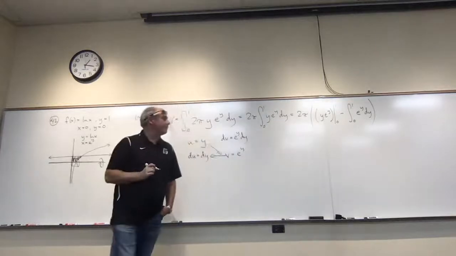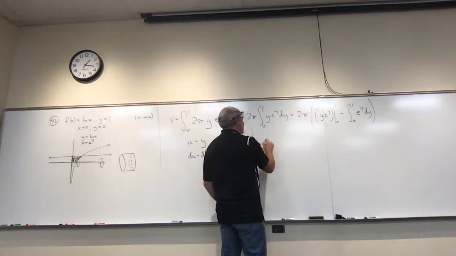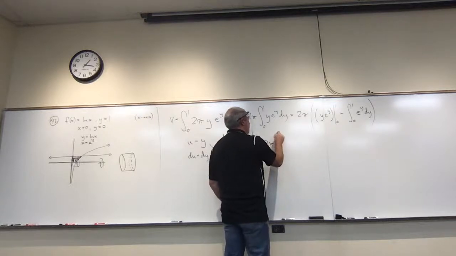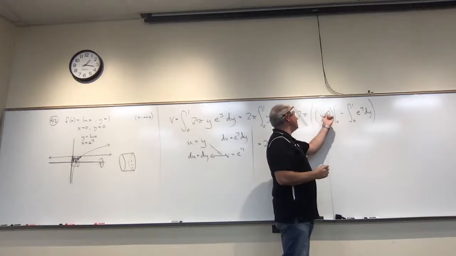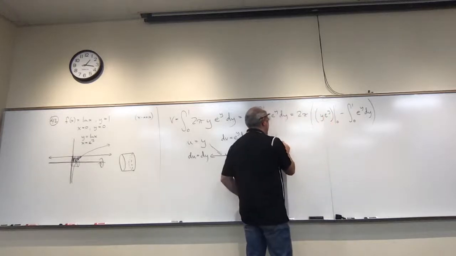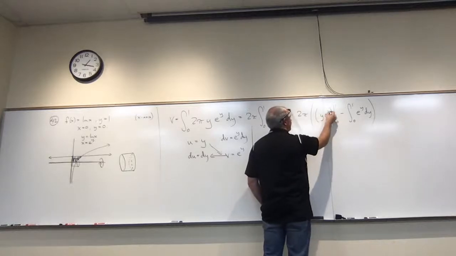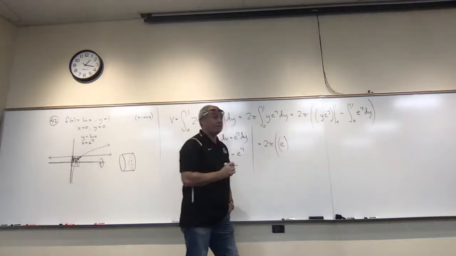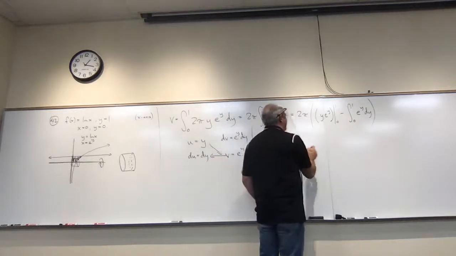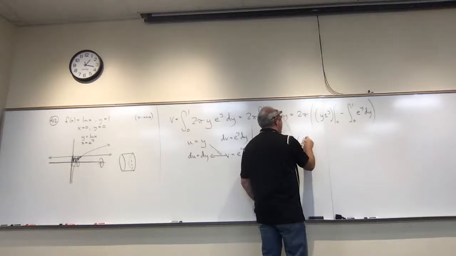Okay, now let's keep going. This is 2 pi. If I plug this in, if I plug in 1, I get 1 e to the 1, which is just e. And then if I plug in 0, I get 0 times e to the 0, but 0 times anything is just 0. So it's just e. Then if I take the antiderivative of e to the y, it's just e to the y, evaluated from 0 to 1.